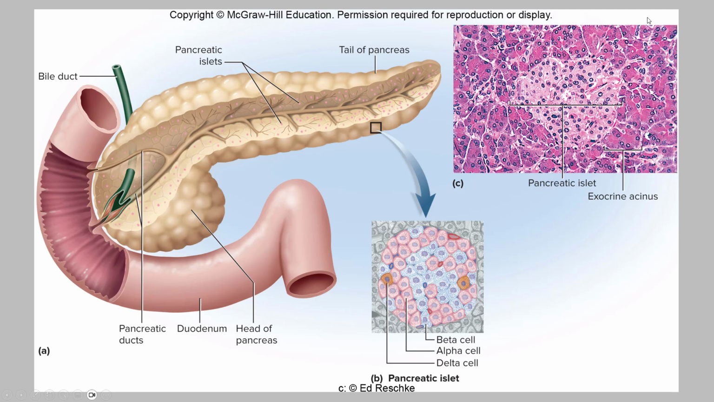Remember, a buffer is something that acts to prevent too much change in pH. When something is very acidic, a buffer acts like a base. When something is very basic or alkaline, a buffer acts like an acid.